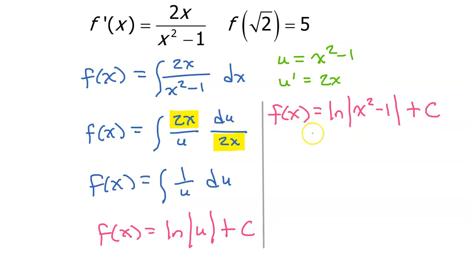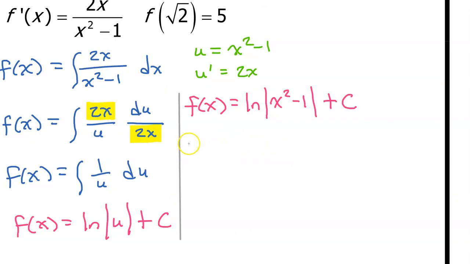The differential equation has not been solved until we find the value of c. We will use this initial condition in order to solve for c. So let's start by just writing this down. F at radical 2 is equal to 5. So what is f at radical 2? Well, that's what you get if you plug in radical 2 for x.